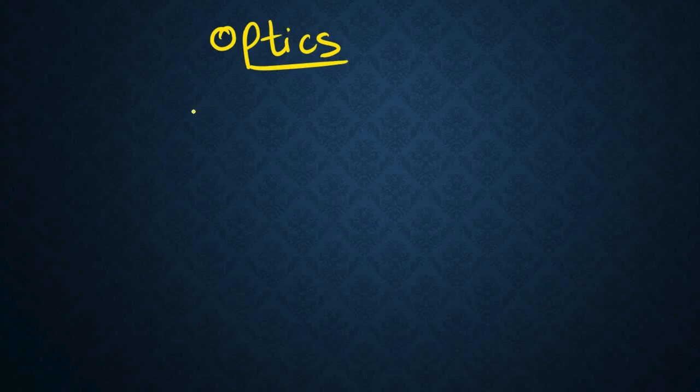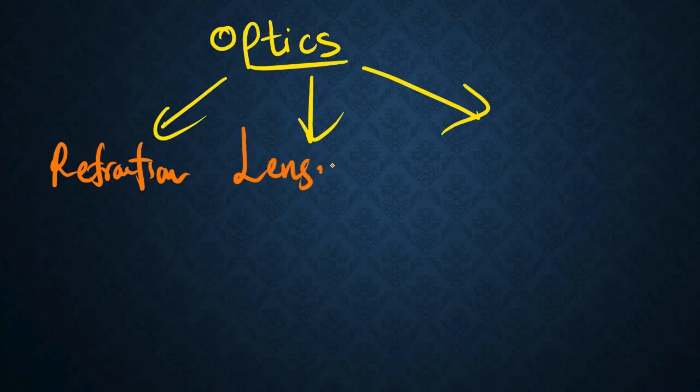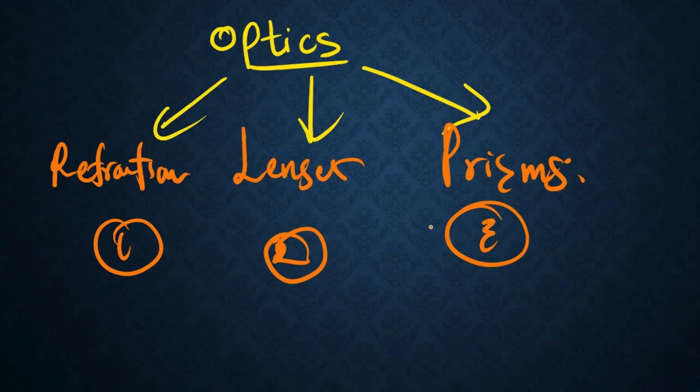Optics. Today we are writing optics equations. Basically, there are three types of lessons, three categories in optics. First we have refraction, in the second phase we have lenses, and finally we have prisms. So let's start with refraction, then move into lenses, and finally prisms.